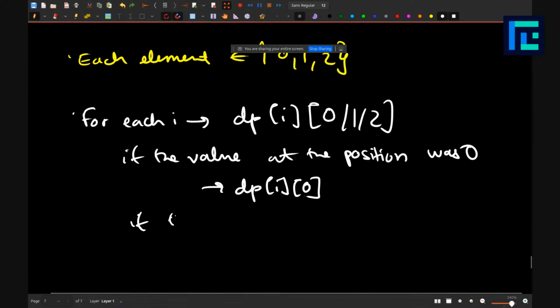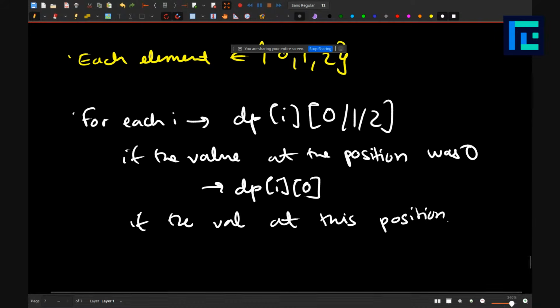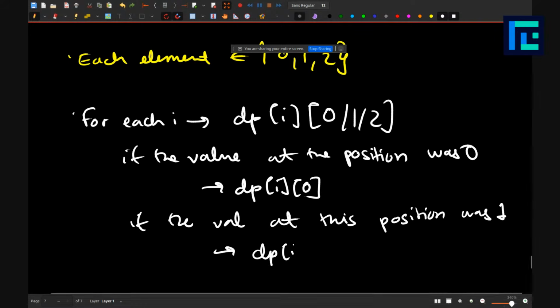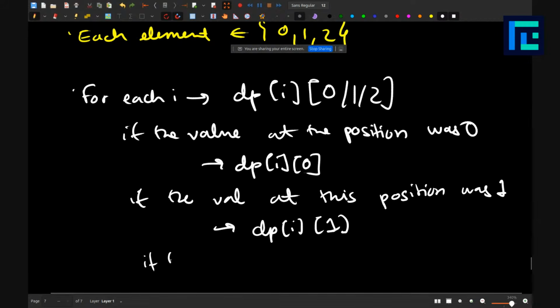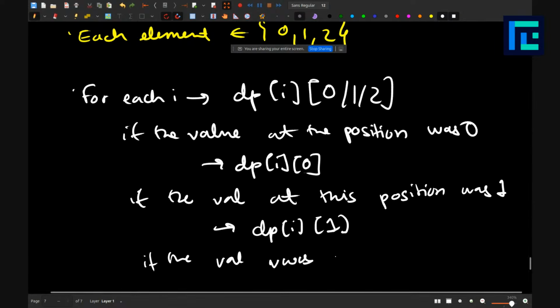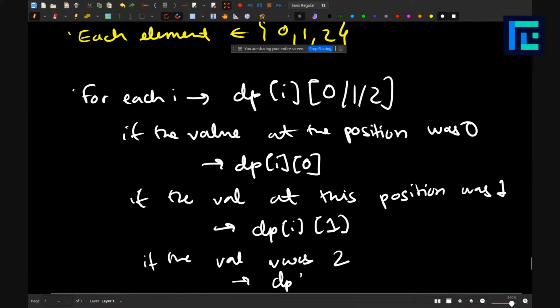And if the value at this position was 1, we can call this dp of i 1, right? And if the value was 2, we can call this dp of i 2.